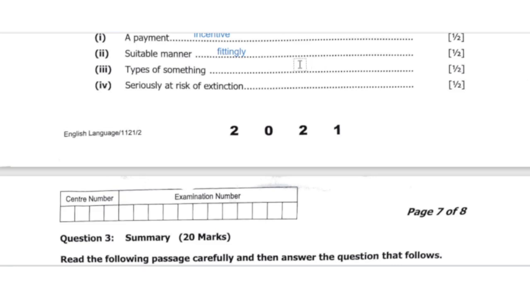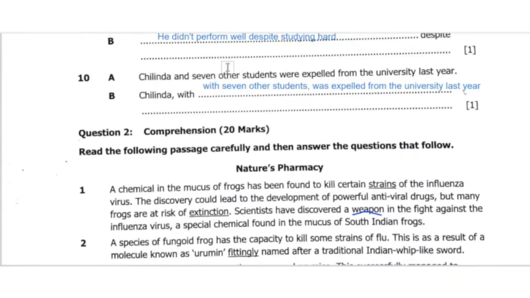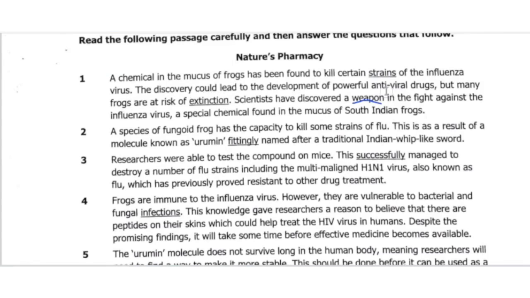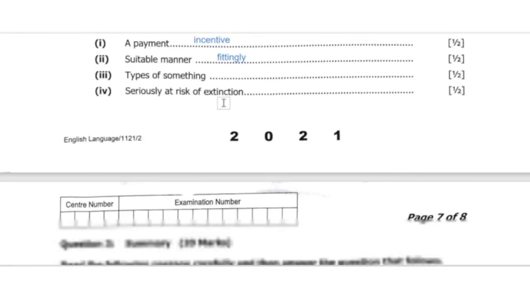Type of something. So we go back and check which word has a similar meaning as type of something. We start from here. We have got strains of influenza, extinction. Strains, let me start with this word here, strains. This is the correct answer, strains. It's like type, strains of influenza. So what we're talking about here is diseases that are similar to influenza. When you say strains, strains means types of something. So we go back to where we are supposed to write the answer and put the correct word, strains.